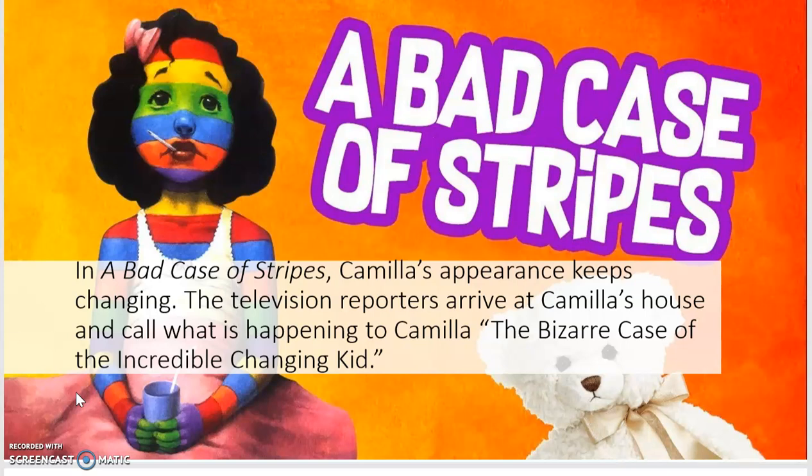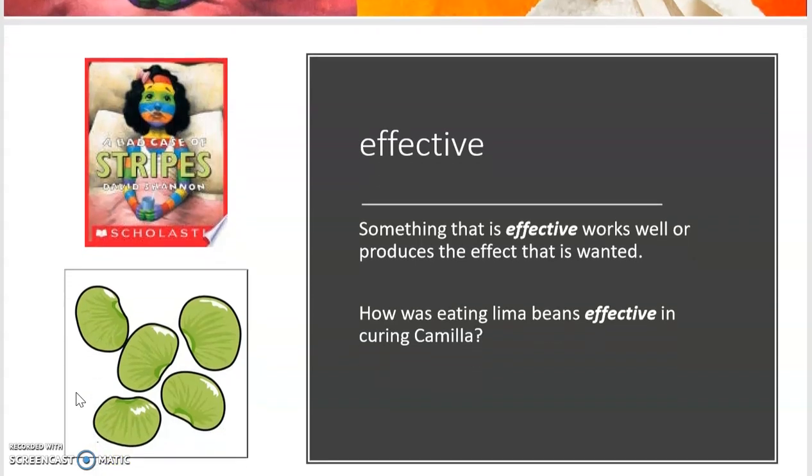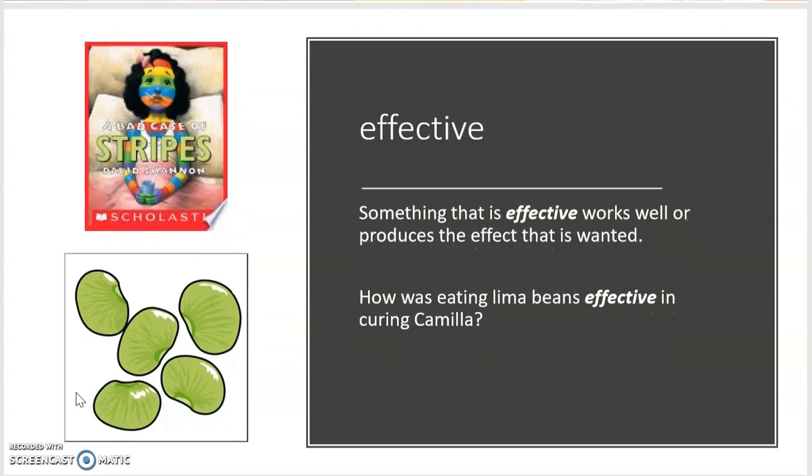In that story, Camilla's appearance keeps changing. The television reporters arrive at Camilla's house and call what is happening to Camilla the bizarre case of the incredible changing kid. The next word is effective. Something that is effective works well or produces the effect that is wanted.